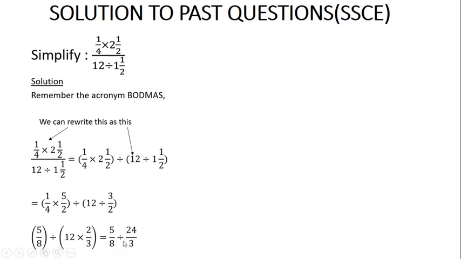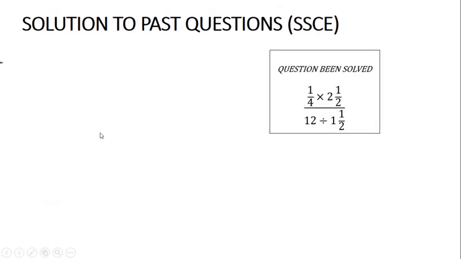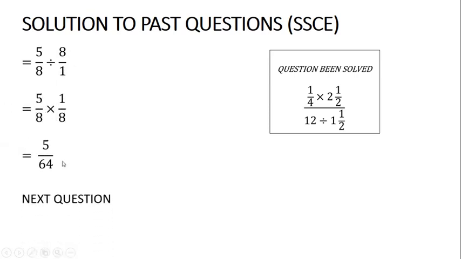So this expression turns out to become this. Then we can also change this to multiplication and interchange the numerator and denominator so that this becomes 3 over 24. And then we have this. So now, from here we have 5 over 8, then divided by 8 over 1. If you want to solve this, all you need to do is interchange this so that we have 1 over 8. And then we have this. If you simplify that, your answer is 5 over 64. So I hope you're able to follow that.